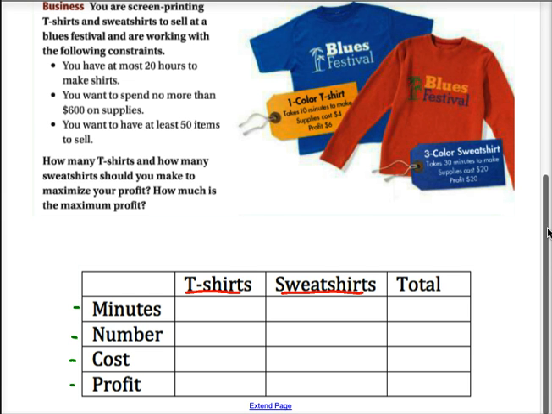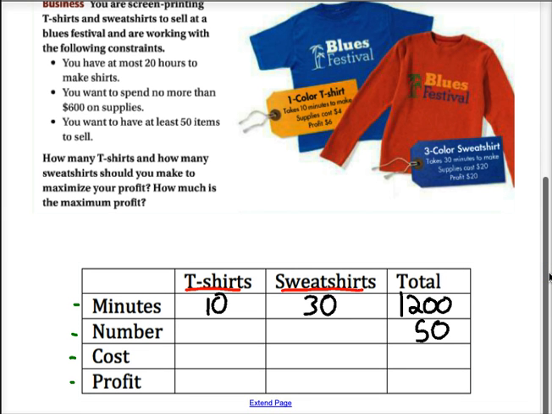So let's see what we have going on. You have at most 20 hours to make it. Well, it says here it takes 10 minutes to make a t-shirt. It takes 30 minutes to make a sweatshirt. And you have at most 20 hours. Well, 20 hours we have to convert to minutes. So that's 1,200 minutes. Now the number, I'm going to come back to. Right now all we know is we want at least 50.